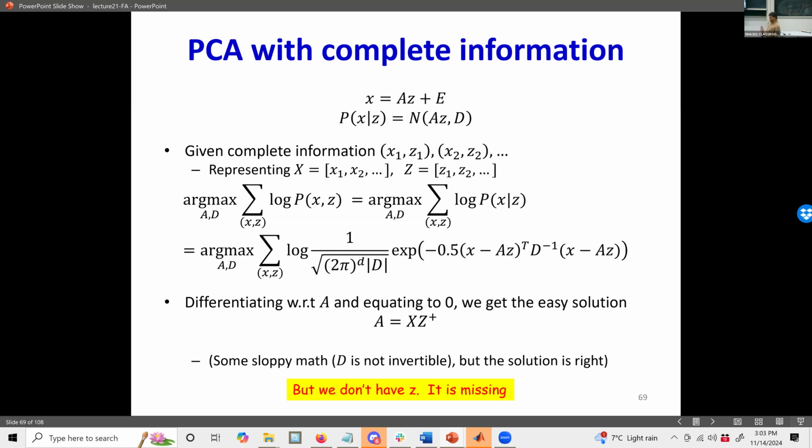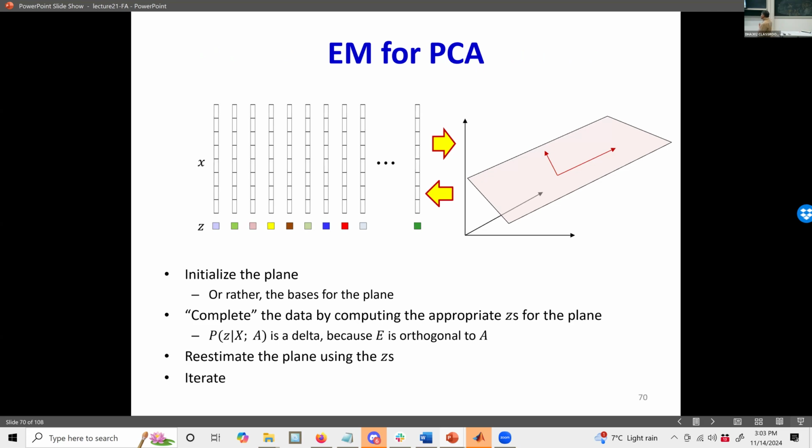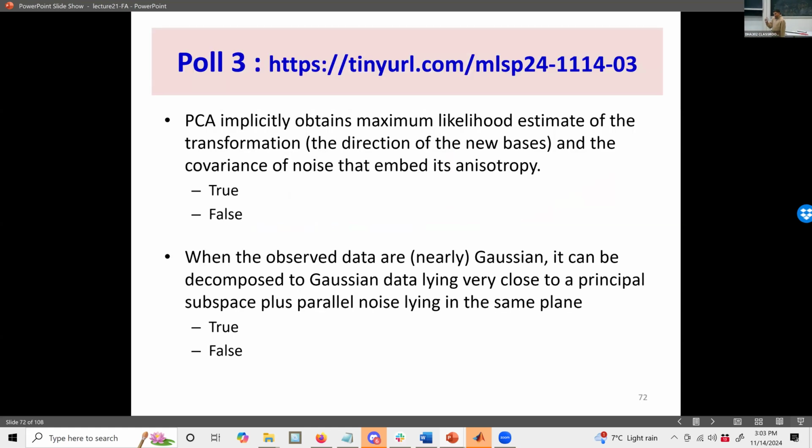The problem is we don't have Z. So what I can do is try to fill in Z. This is basically what we did. This was what PCA was doing. The basic idea in the iterative EM solution for PCA is that if I had Z, the solution becomes simple. So you iteratively keep estimating Z and filling in the Z, and you're going to get the solution.